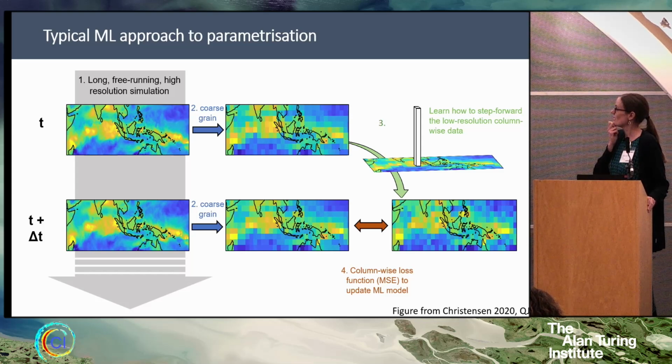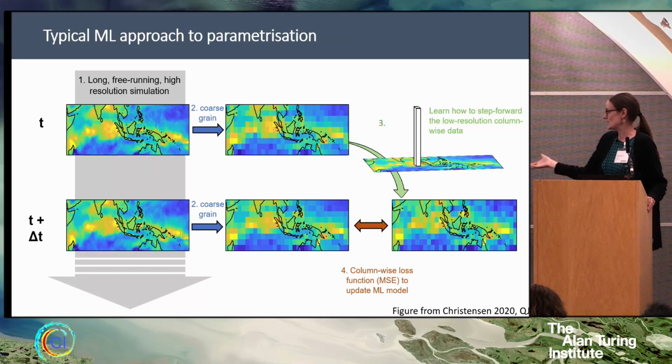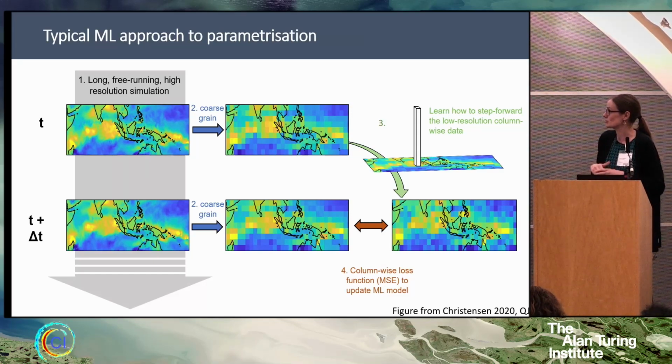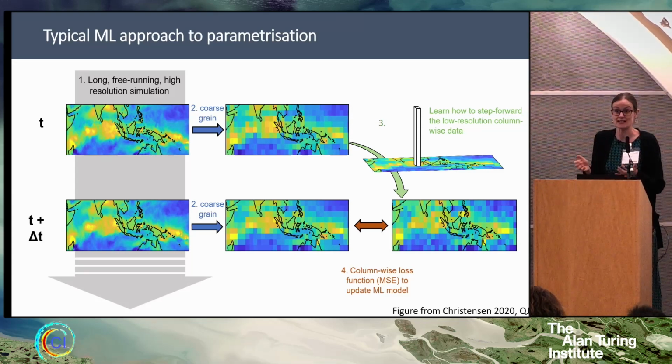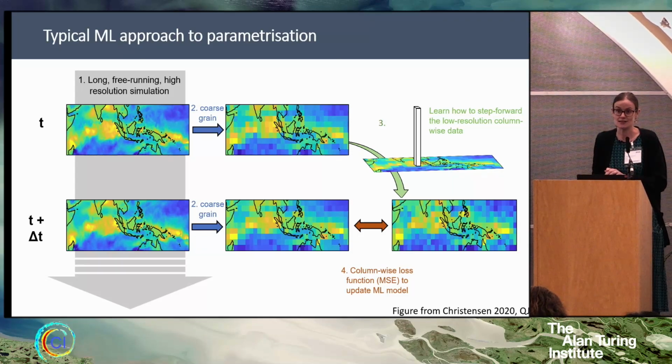And then our task is to come up with a way of stepping this field forward in time using a machine learning algorithm. We can then compare what we've predicted to the true coarse grain data at a later time. We can build this into our loss function and use it to update our machine learning model. And this approach which I've described here has been done to great success, but it's typically done in what I would say is a deterministic manner.